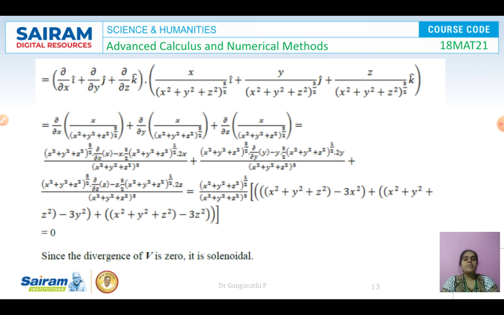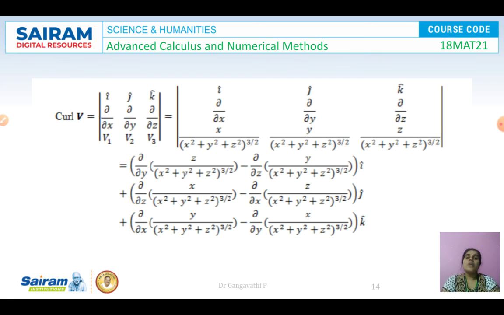When you combine all these terms, x² plus x² plus x² is plus 3x², and minus 3x² gives 0. Similarly, y² plus y² plus y², 3y², and minus 3y² is 0. Similarly, z² also becomes 0. The divergence of the vector is 0. Therefore, we can say the given vector is a solenoidal vector.